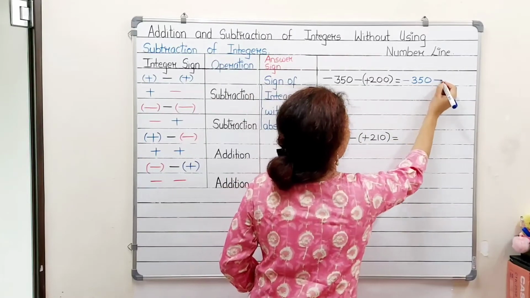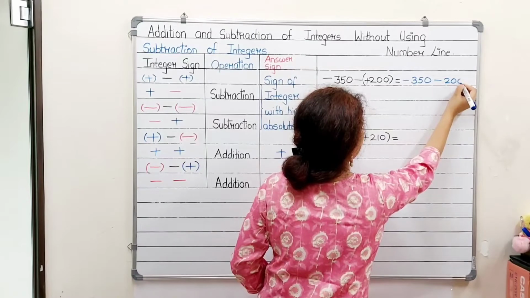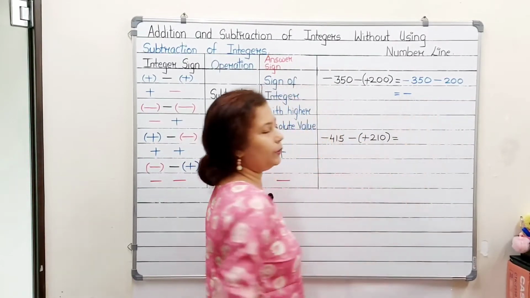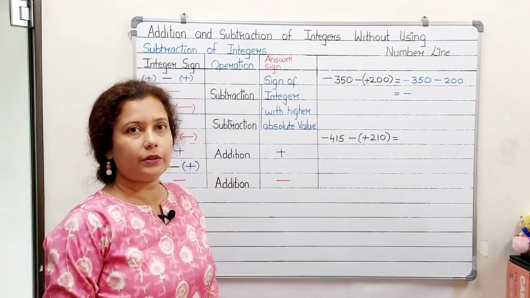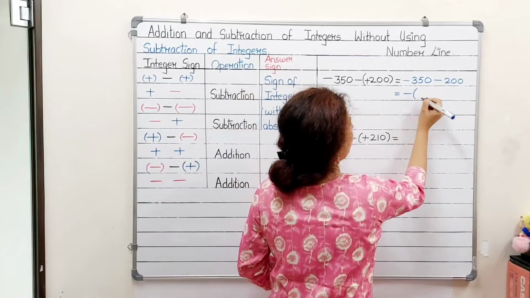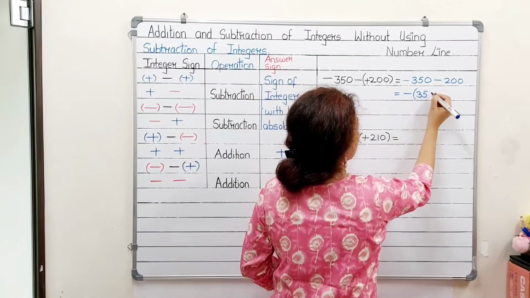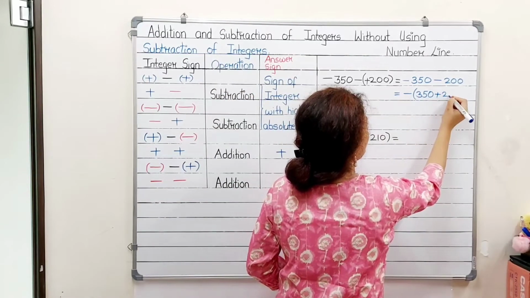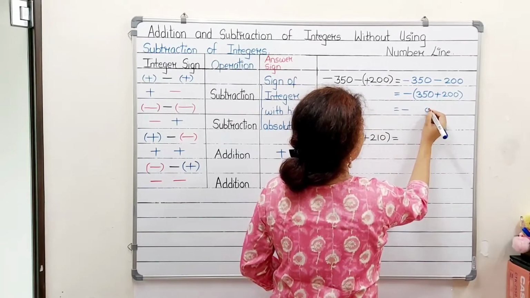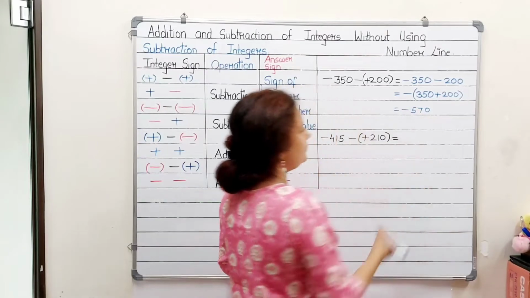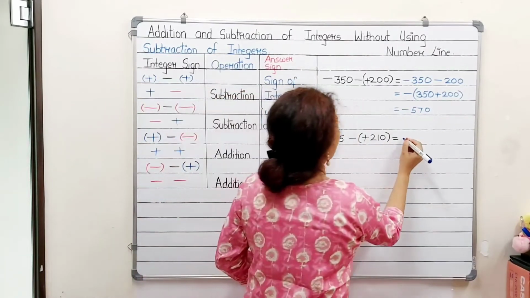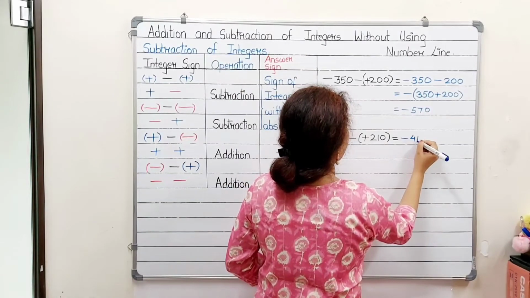minus plus minus 200. So here minus minus, both the integers are negative. So the answer will have a negative sign and we will add the absolute values, that is 350 plus 200. So final answer will be minus 570.